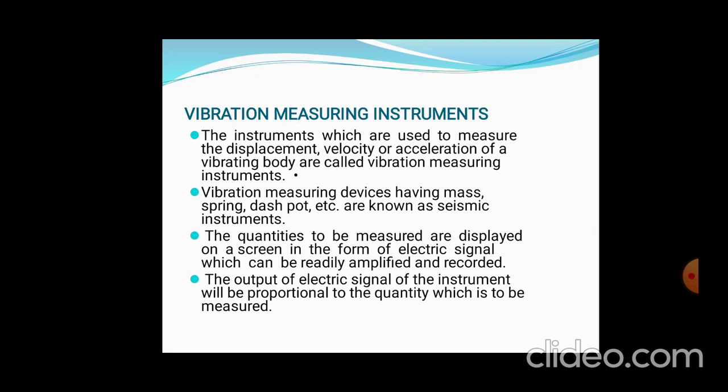The electric signal can be readily amplified or recorded, by means of an amplifier and a recorder. The output of the instrument will be proportional to the quantity to be measured. Whatever quantity we are measuring, whether displacement, velocity or acceleration, we get the output signal in proportion to it.